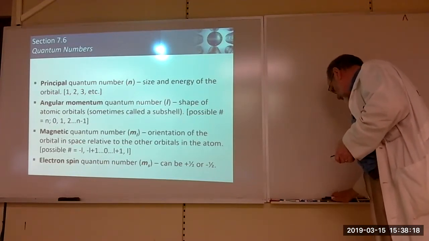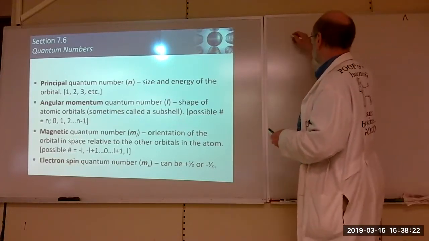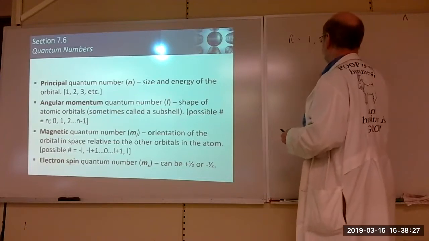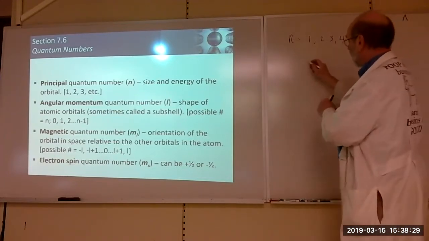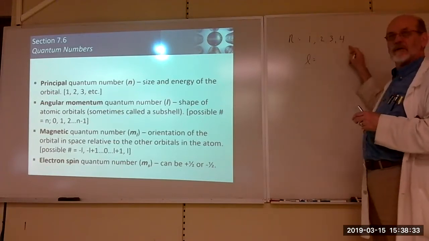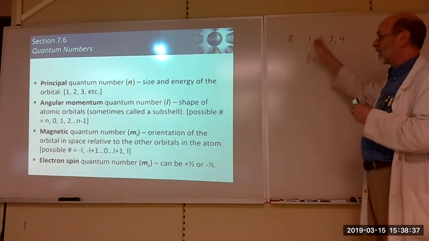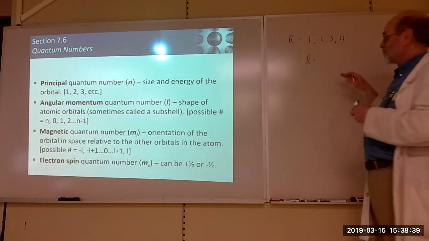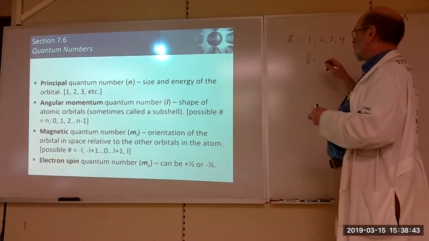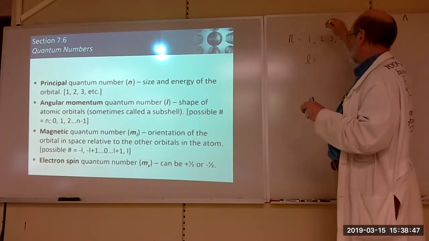The second number is L. So n can be 1, 2, 3, 4. Now I'm going to write L out here because L can be a sublevel of any one of these. Right, we're drilling down through the energy levels. You can have as many L levels as you have whole numbers here.